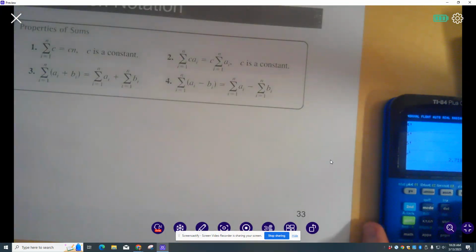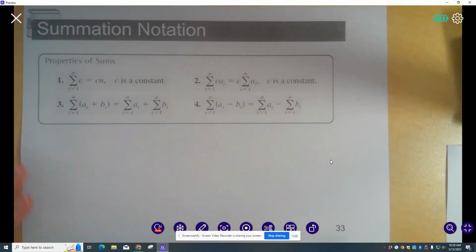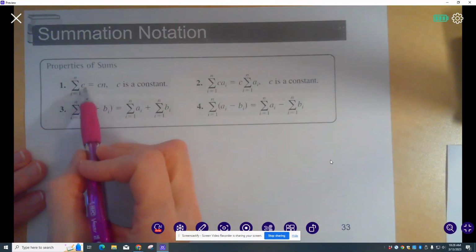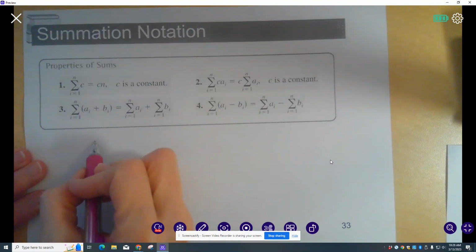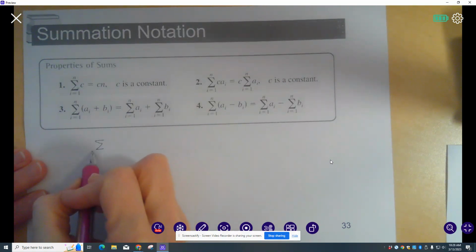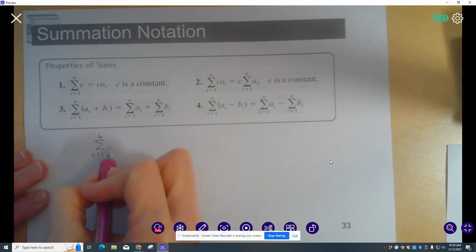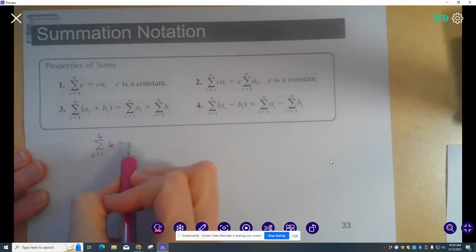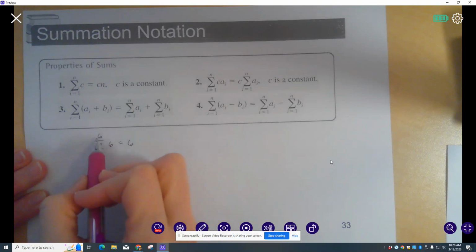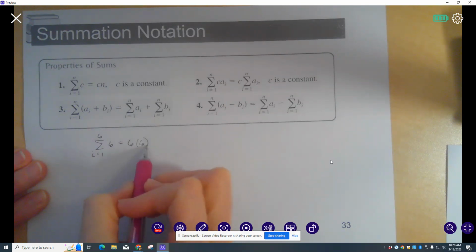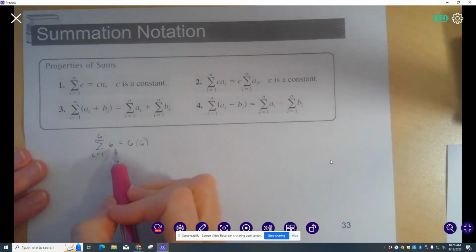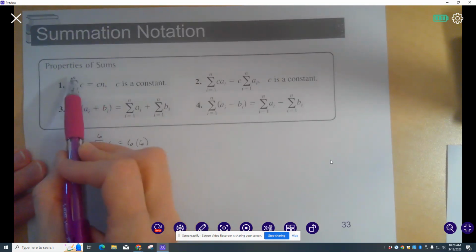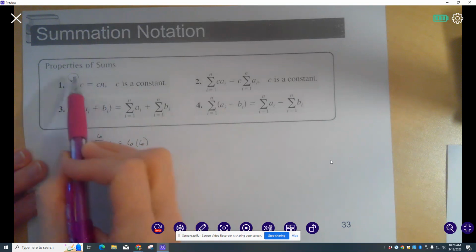One last thing for summation is just some properties. This says if you have c, where c would just be a number, say you have something like i equals 1 to 6 of 6, your answer is just going to be 6 times whatever this number is. You don't really have anything to substitute in. So it's going to be that constant times your upper bound.